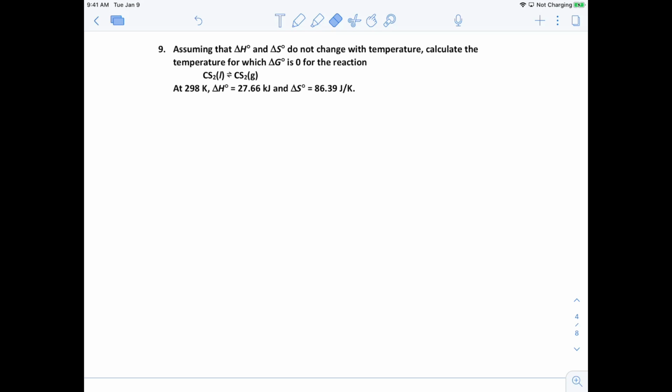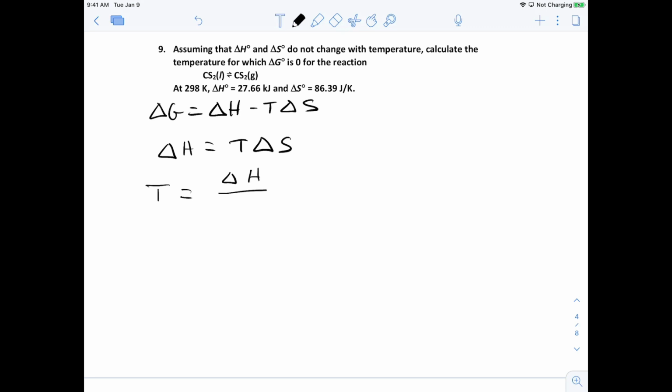So remember, delta G is delta H minus T delta S. So if delta G is equal to 0 at equilibrium, then delta H is equal to T delta S. And if we're trying to solve for that temperature, then that temperature is going to be delta H over delta S. Right? And delta H is right there. It's 27.66 kilojoules.